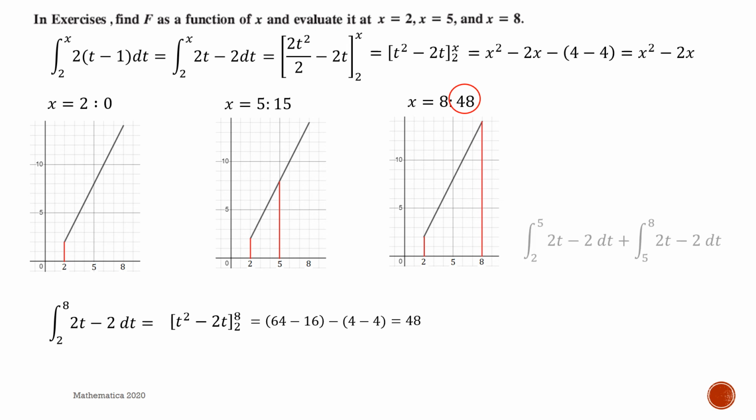And if we take a look at it this way, broken down, if I find the area between 2 and 5, and then I find the area between 5 and 8, I end up with 15 plus 33, and that works out to 48. So hopefully this clarified the second fundamental theorem of calculus when we talk about accumulation functions.